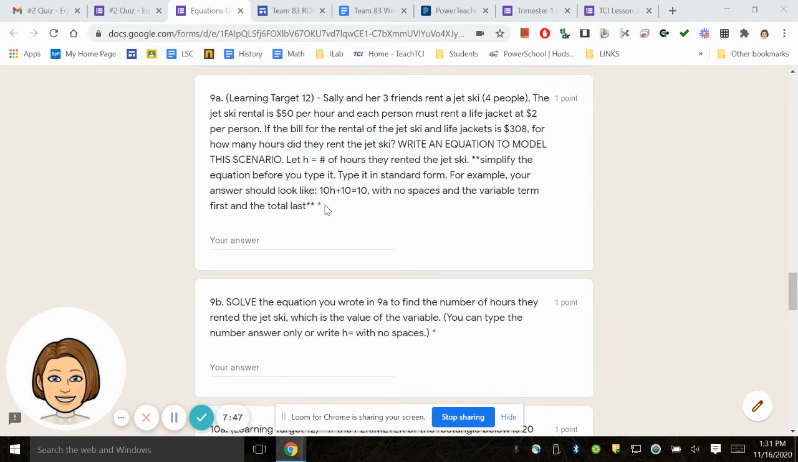For example, your answer should look like 10H plus 10 equals 10 with no spaces and the variable term first and the total last. Okay, so where it says per person, this has nothing really to do with the equation other than to know that there are 4 people altogether. So if I think about this, $2 for each person, and there's 4 people altogether. Okay, I don't know how many hours I'm jet skiing.